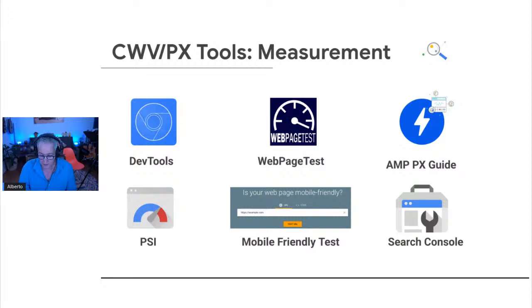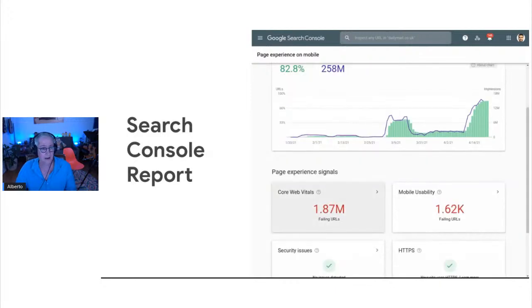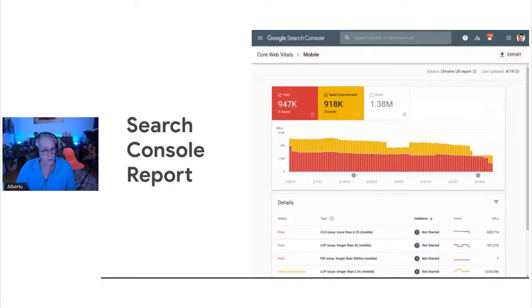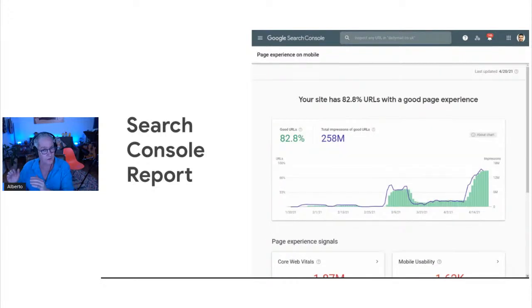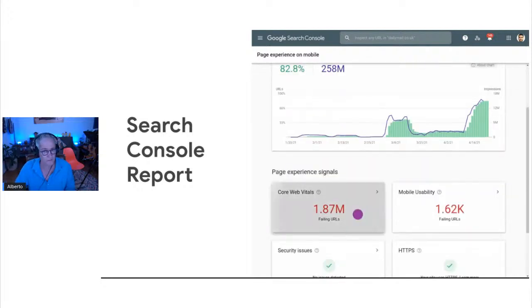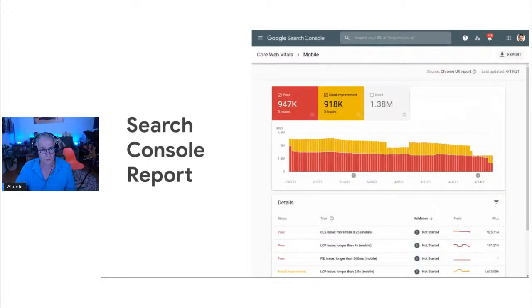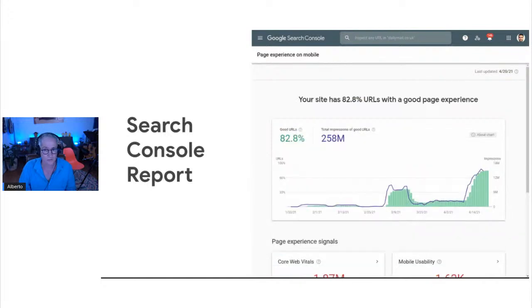Okay. I mentioned the Search Console report. I'm going to provide a link at the end of the session so that you can go and read more. But the Search Console report gives you a lot of information on actual Core Web Vitals data for your site and all your URLs. So this is very good information that you have access to if you register your site with Search Console.